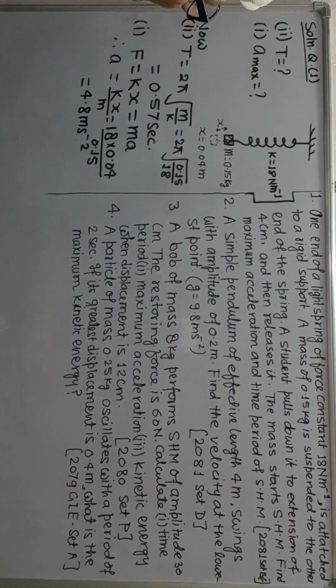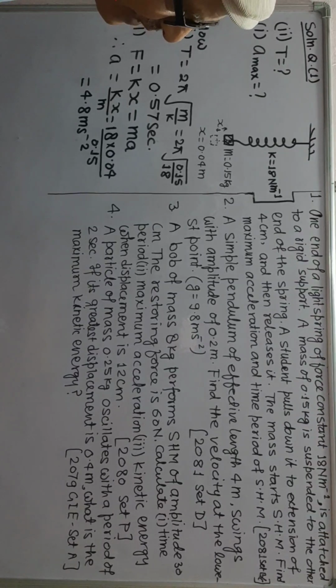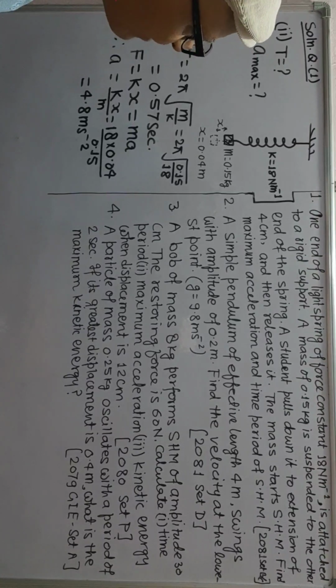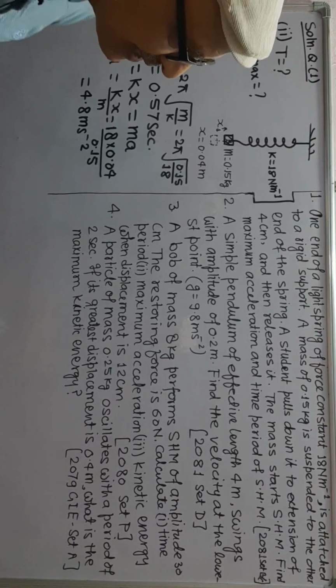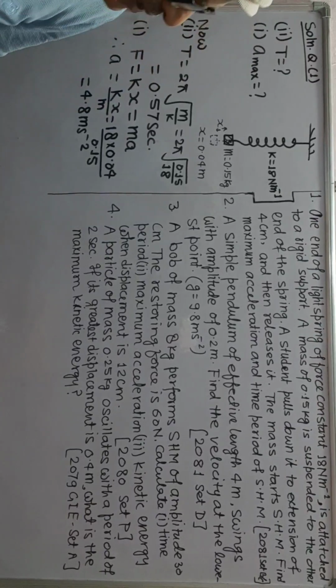First question is, one end of a light spring of force constant 18 Newton per meter is attached to a rigid support. A mass of 0.15 kg is suspended to the other end of the spring. A student pulls down it to extension of 4 cm and then releases it. The mass starts executing simple harmonic motion. Find maximum acceleration and time period of simple harmonic motion.